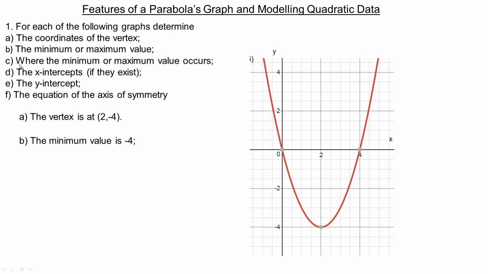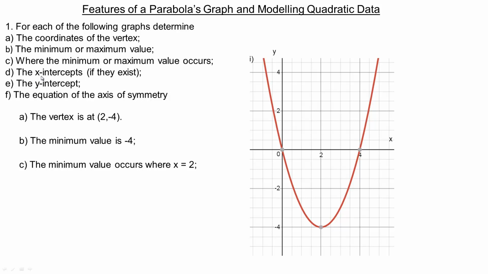And then the next question asks where the minimum or maximum value occurs. Well, it occurs for an x value of 2. If x is 2, we get that lowest y value of negative 4. So the where is the x-coordinate of the vertex. The minimum value or maximum value, take a look at a couple of those in the other examples on the next page, is the y-coordinate of the vertex.